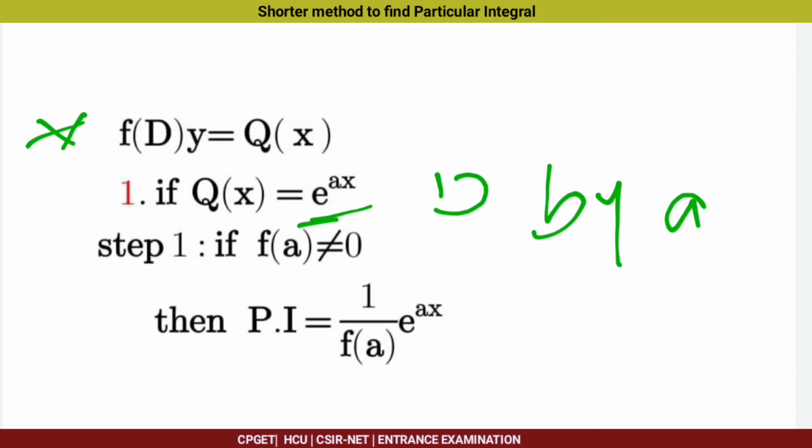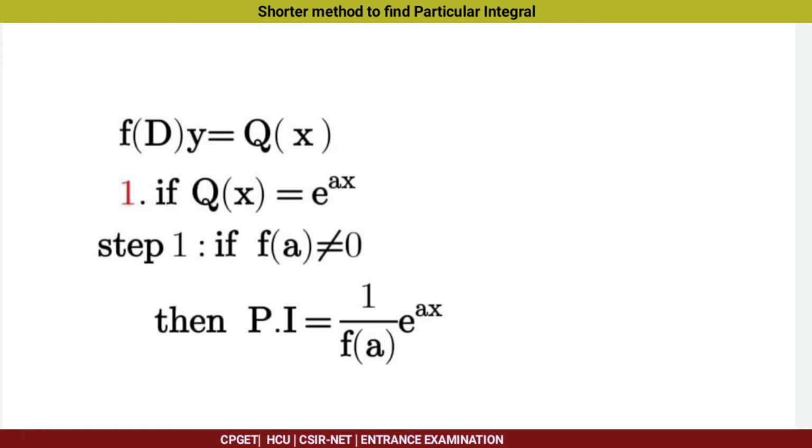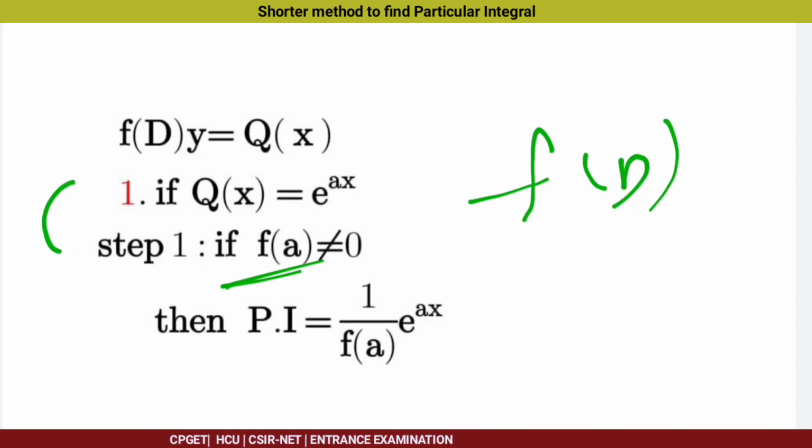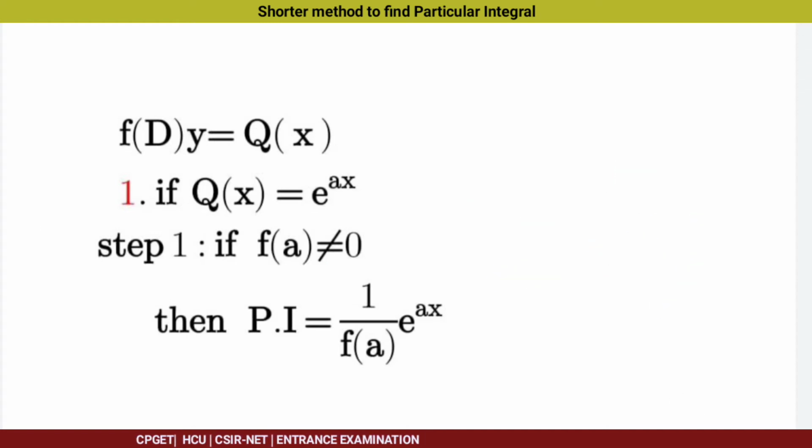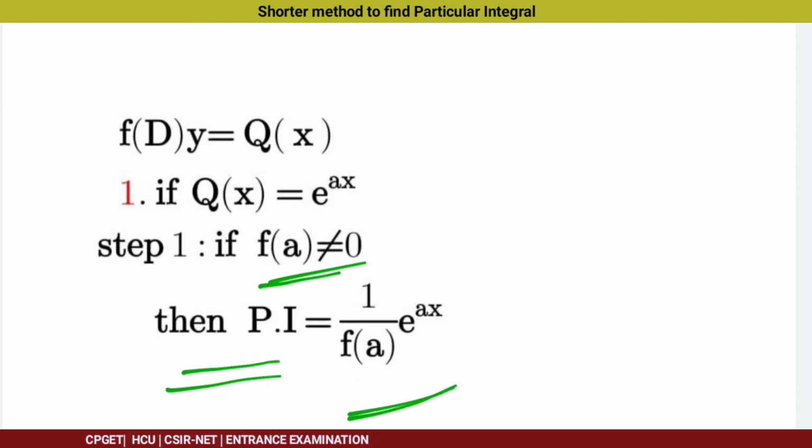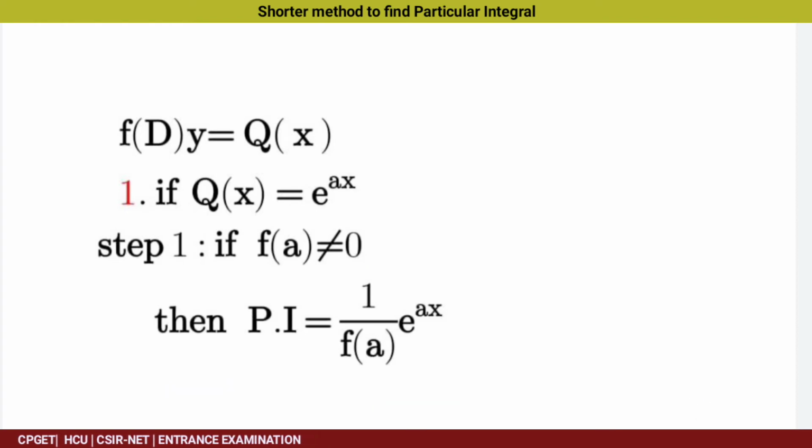See step 1. What is step 1? If f of a is not equal to 0, substitute D equals a in f of D, and we get the f of a value. If the f of a value is not equal to 0, then the formula to find the particular integral is 1 by f of a into e to the power of ax. The particular integral equals 1 by f of a into e to the power of ax if the f of a value is not equal to 0.